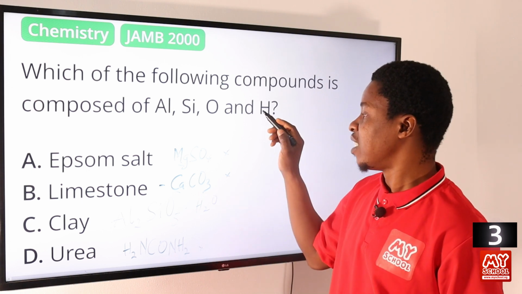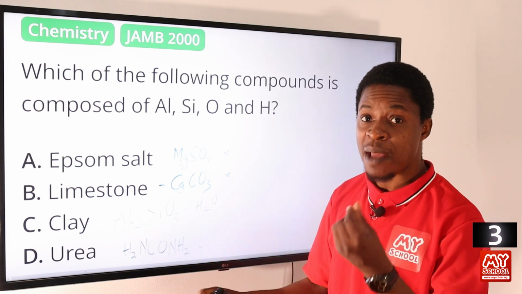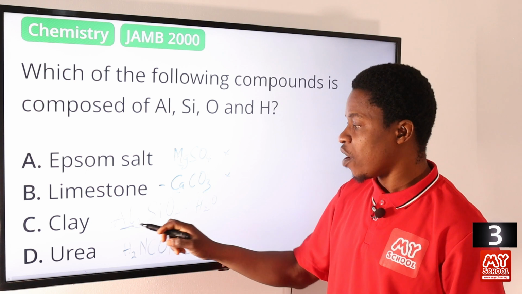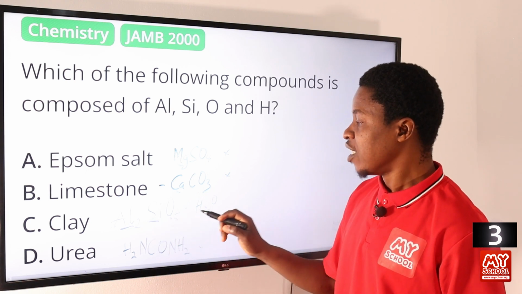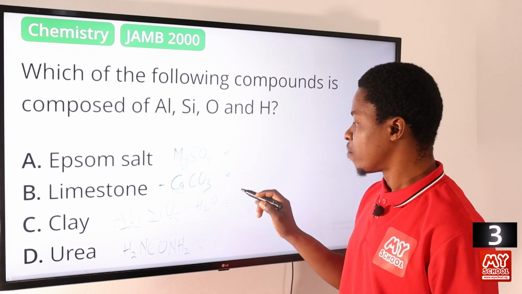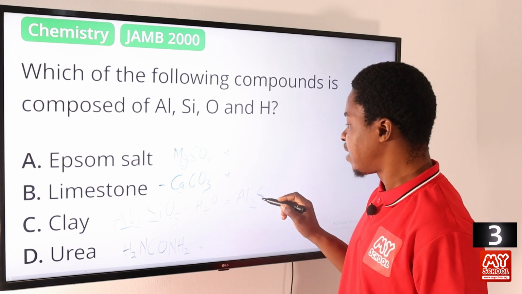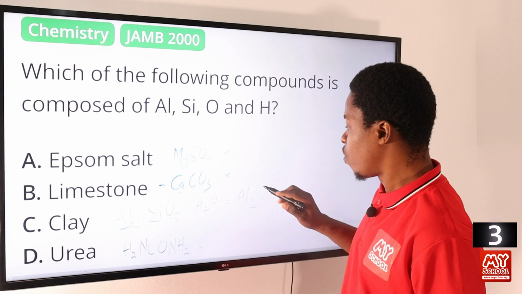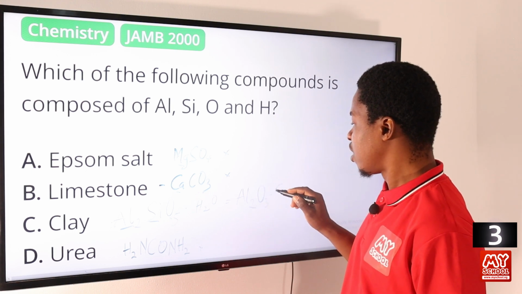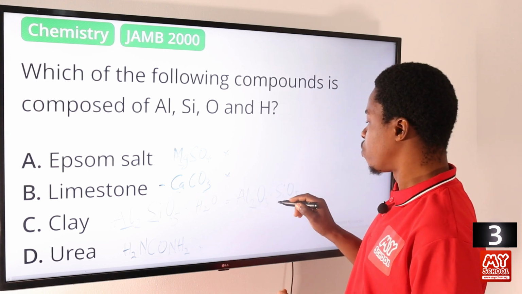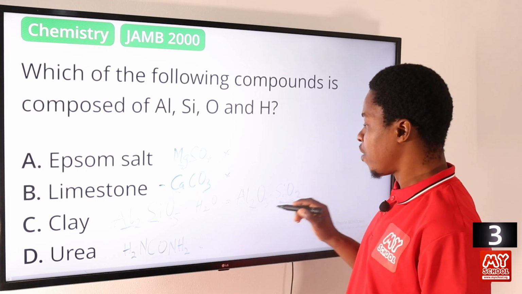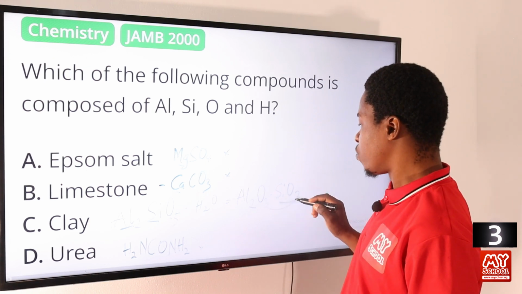That's why we have the H here, because it is clay. Most times it is moist. So we have aluminum, we have silicon, we have oxygen here. In some cases, if you check some textbooks, it can be written as Al2O3.SiO2. Your SiO2 is your sand. So of course O3 plus O2 gives you O5.